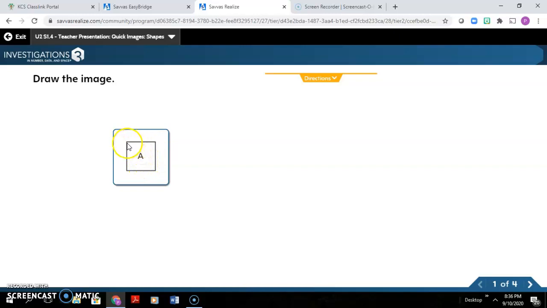All right, how many corners does it have? Right, it has 4 corners. Is a square closed or is it open? Right, it is a closed shape. All right, so let's look at another shape.